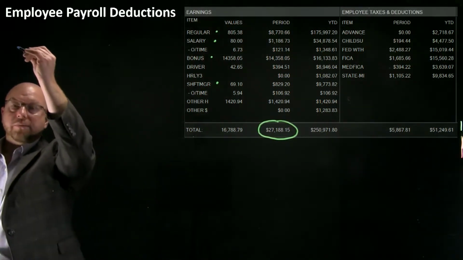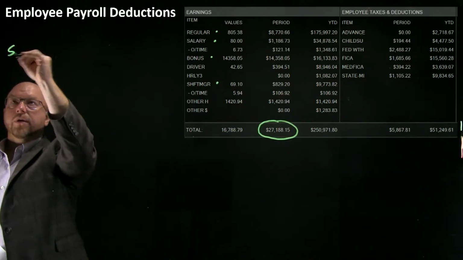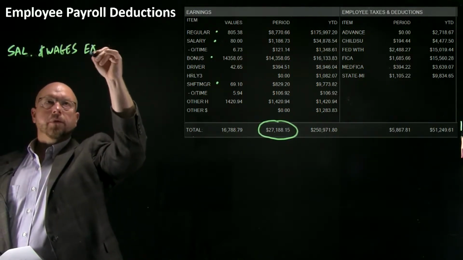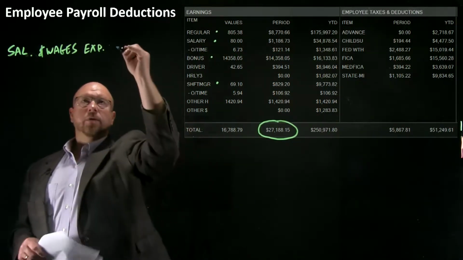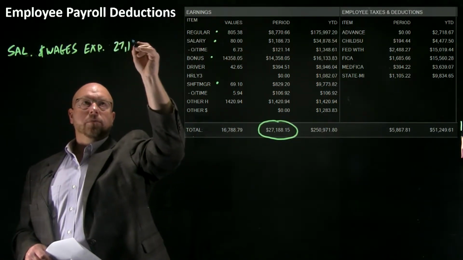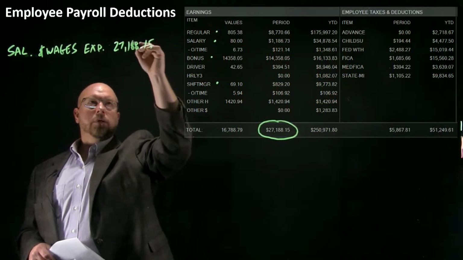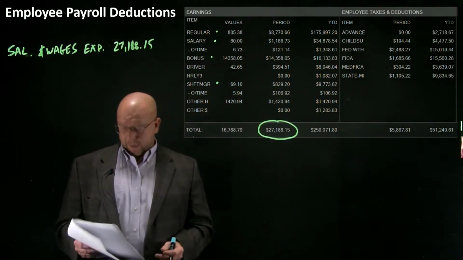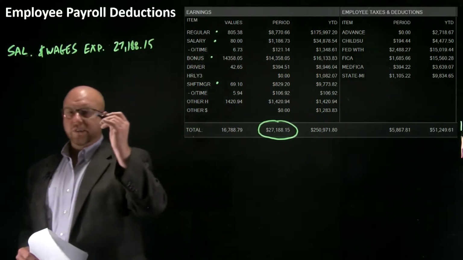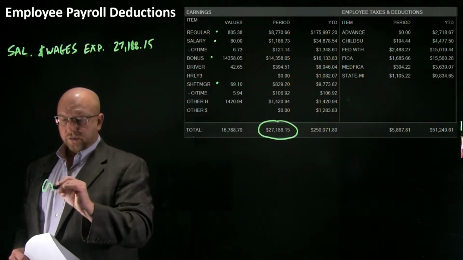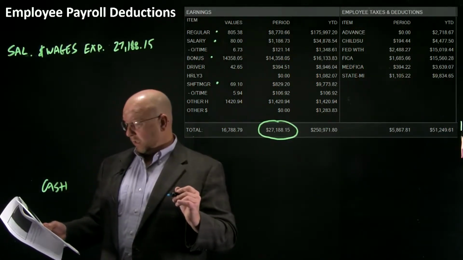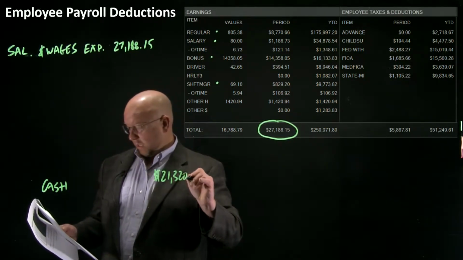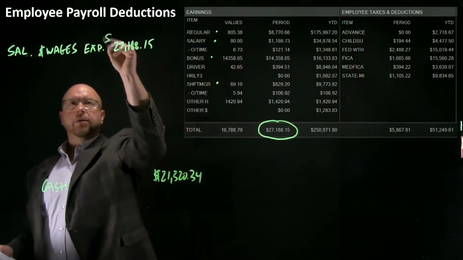So let's go over here. It's going to be a little tight, but we're going to construct some journal entries here. Salaries and wages expense, that's the easy part of this journal entry. And we're going to debit that for $27,188.15. We know that expenses are increased with debit entries, so that's what we're doing here. But as we're going to see in a second, the cash credit is only going to be $21,320. I'm going to put this over here, this $21,320, and a little bit of change over there. Might as well put dollar signs on everything.